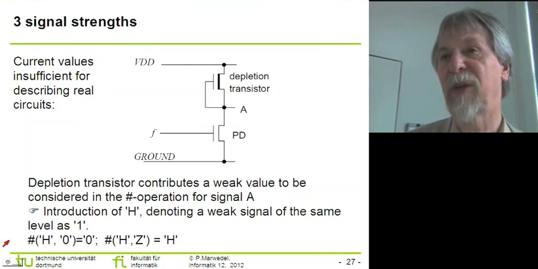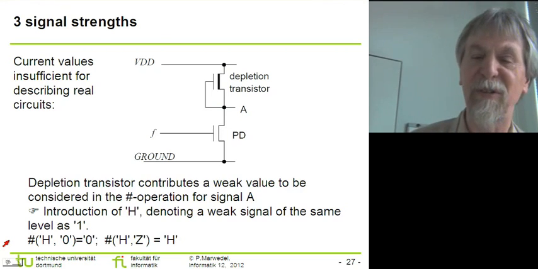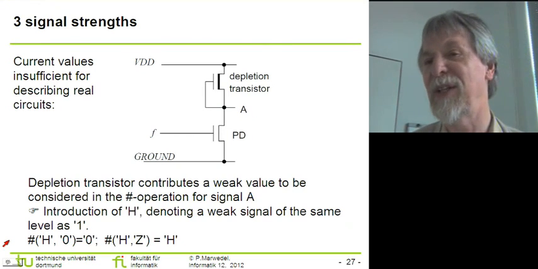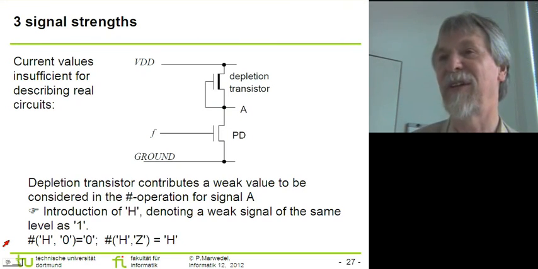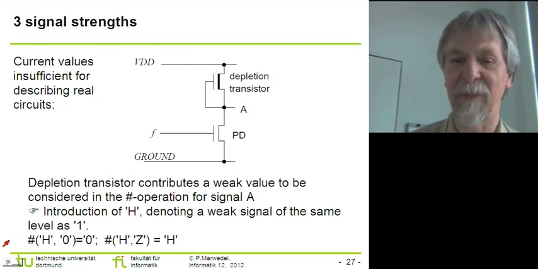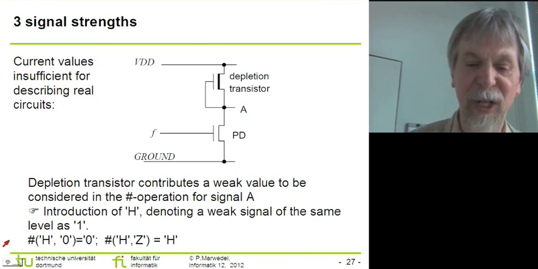Okay, there might be the question, are two signal strengths enough? And if I'm raising this question, this might already lead to the assumption that, well, there may be a reason for having more than two signal strengths. What could be a reason for having more than two signal strengths?